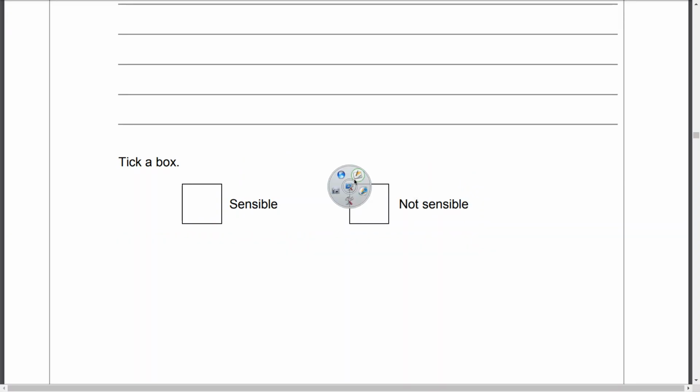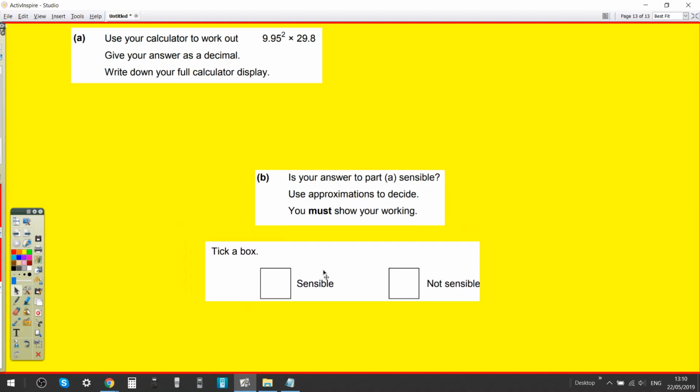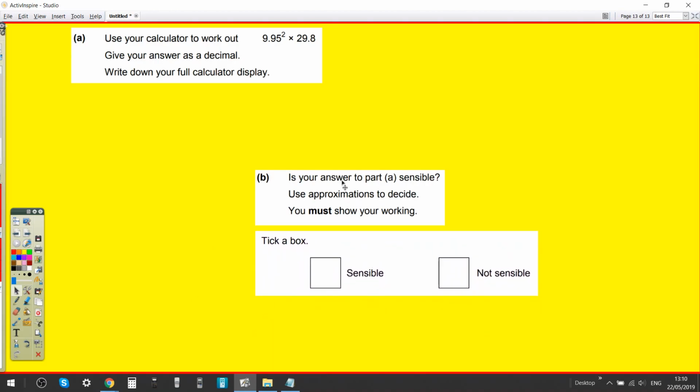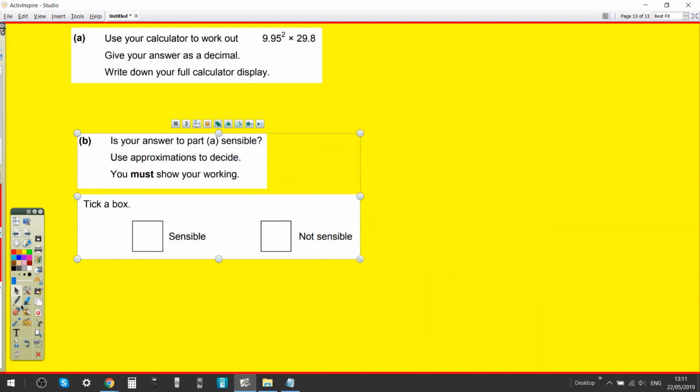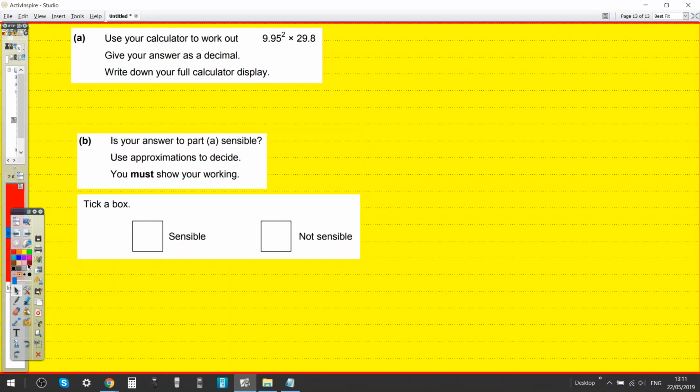Give your answer as a decimal. So what I've got here is 2950.2745. 2950. 2745. And then this one, part B.